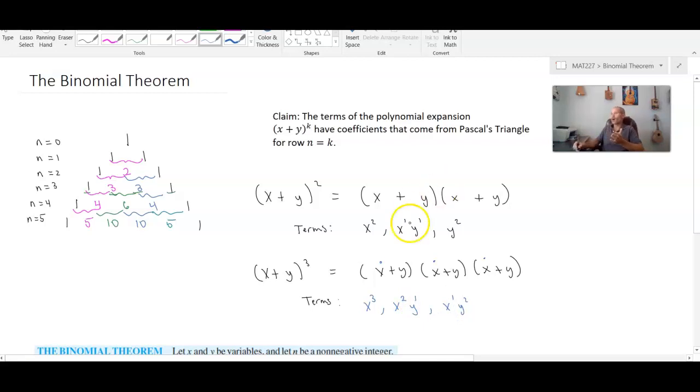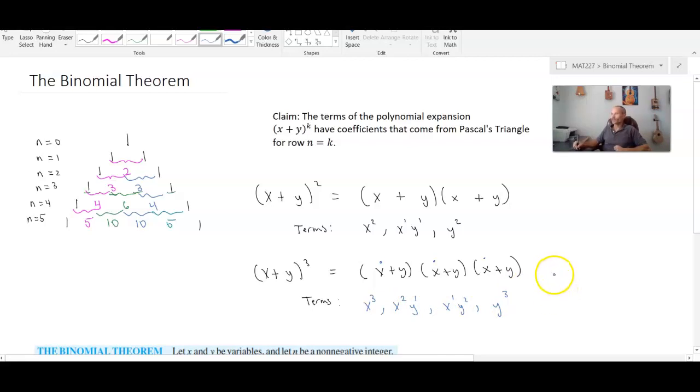And now there are other ways that could happen. I could get y times x, but that's still the same thing as x times y squared. All I'm trying to list out is the distinct types of terms that we're going to have. And then there's also going to be a situation where we take y times y times y, and so we get y cubed. Now for n equals 3, we see that there are going to be 4 distinct terms available to us.